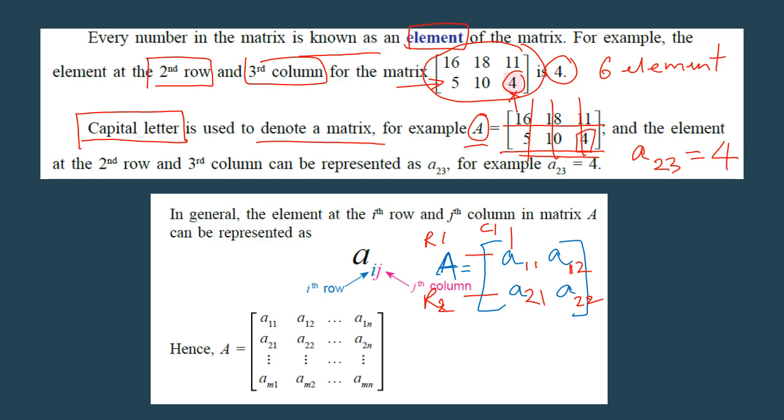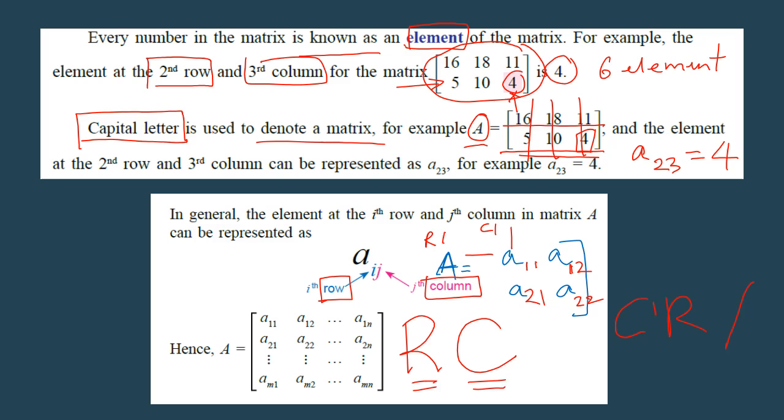Simple as that. You must remember the first one to write is row first. Then you can write the column. This is very important. Row first, then column. Row is the first one, then column second one. If you change it into column and row, this is already wrong.